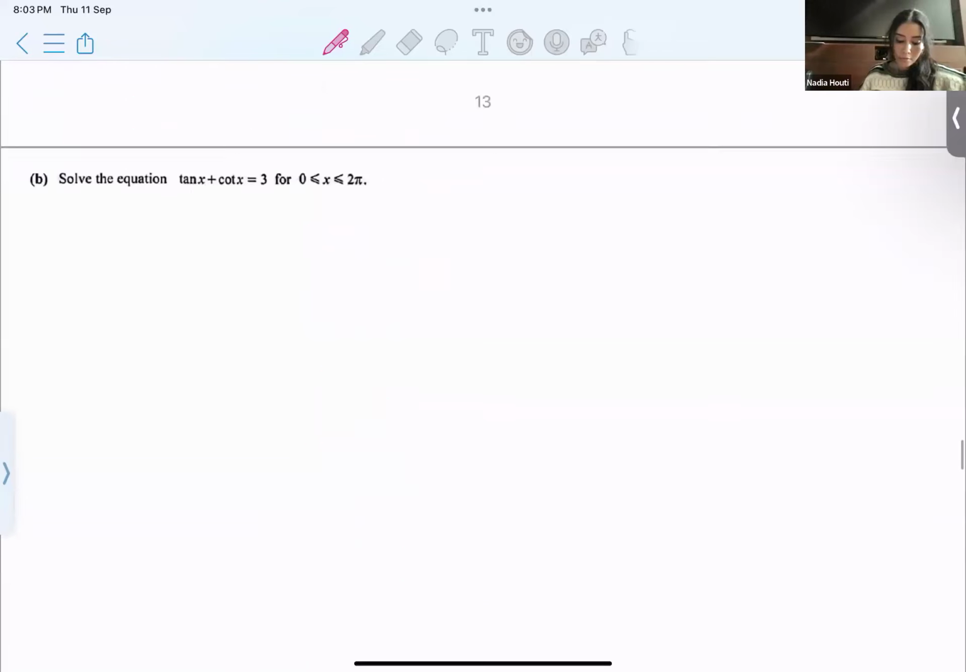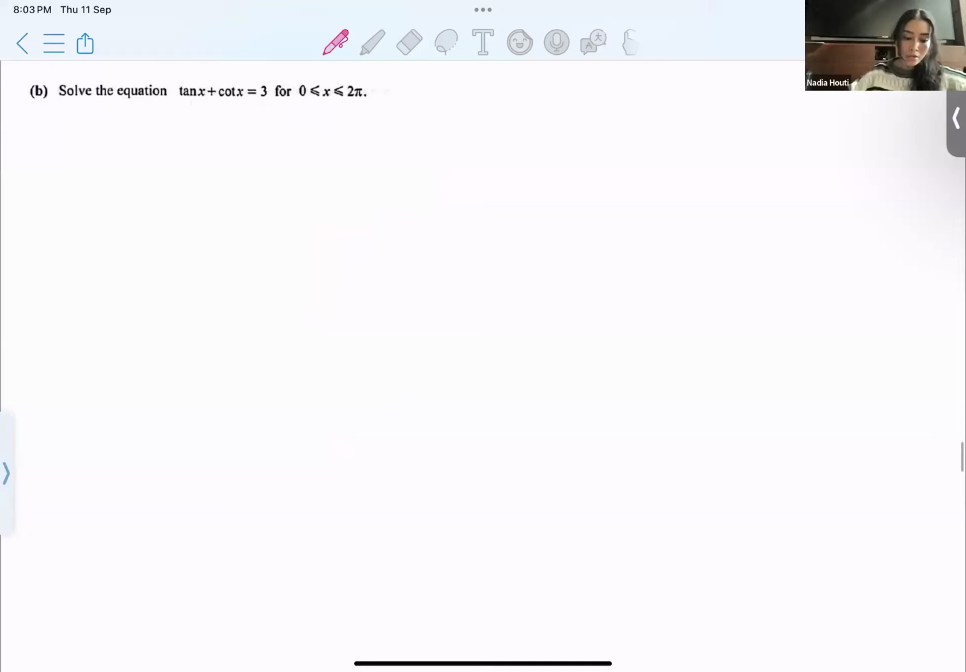Then next for part B, we're supposed to solve this equation. From part A, we already knew what that left-hand side was equivalent to. So we're going to use our part A solution. We're going to substitute the 2 cosecant 2x into the left-hand side, so it'll be equal to 3. And cosecant 2x will be equal to 3 over 2. And cosecant 2x is just 1 over sine 2x, and so sine 2x is just the reciprocal.